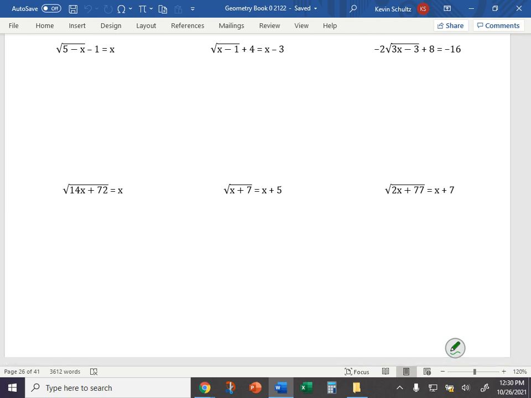So this one's got all three levels of PEMDAS to it. It's got addition or subtraction with that positive 8. It's got multiplication and division with that coefficient to the root. And it's obviously got an exponent, the root, there. Okay? So where do we start? What do we do first? Gino, you want back in? What do we do first?